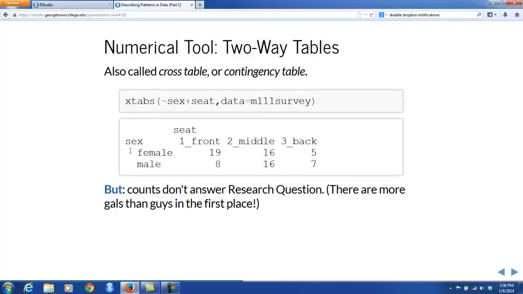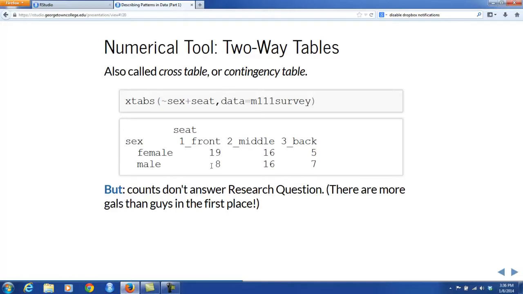So the output of the function is here. However, I don't think that this two-way table answers the research question very well. We could tell that there are more people in the study who are both females and who sit in front. There are 19 such people. Then there are people in the study who are males and who sit in front. There are 8 such people. But comparing the 19 and the 8 doesn't really answer any questions.